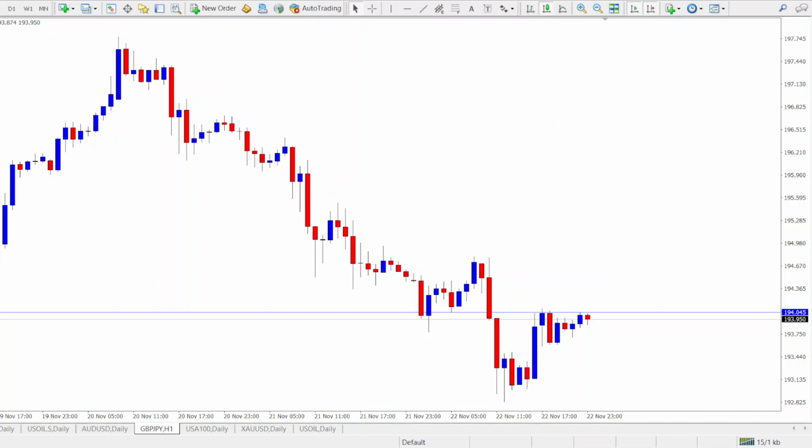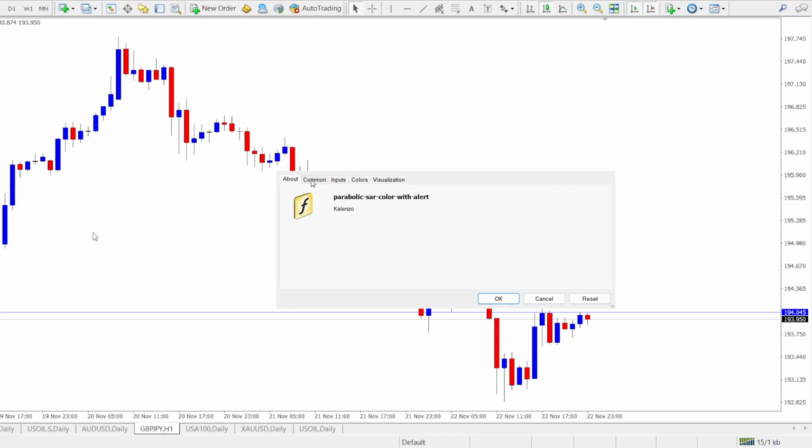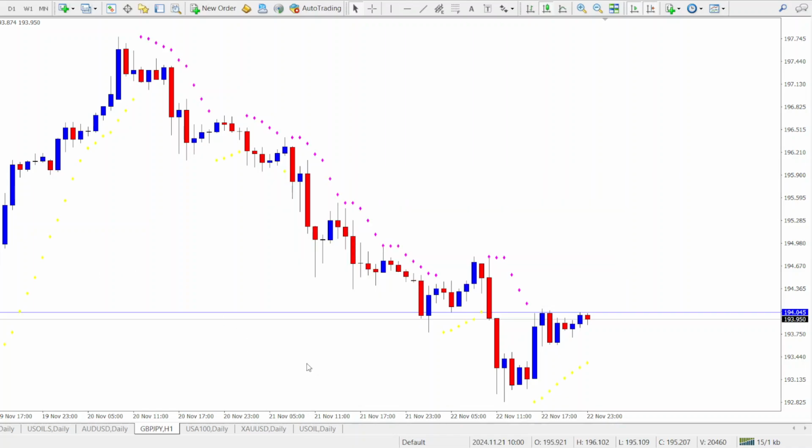So I'm going to be adding the indicator to the charts right away. It's a custom indicator, meaning that you will need to download the indicator from a reputable site, and then you'll have to add the indicator file to your indicators library for your MetaTrader terminal. So this is the parabolic SAR color with alert.